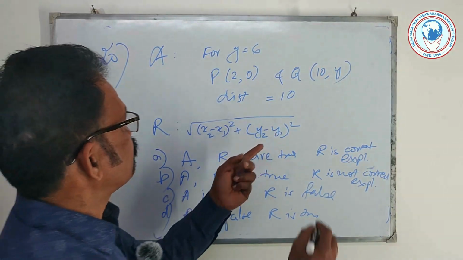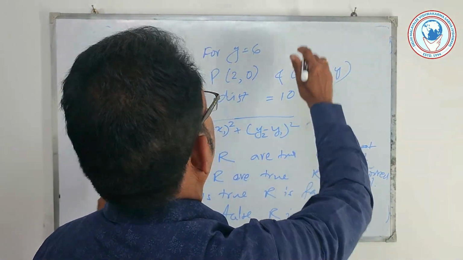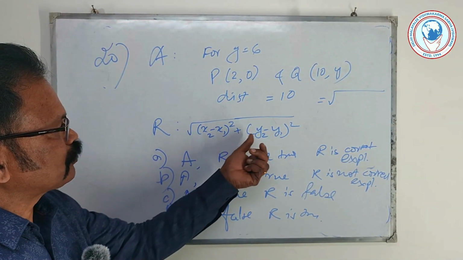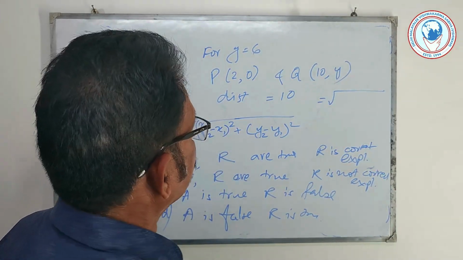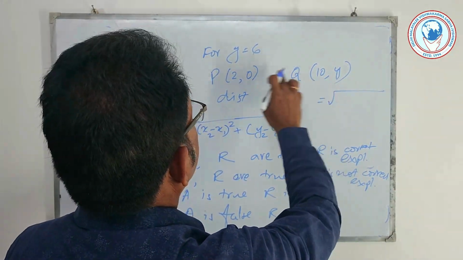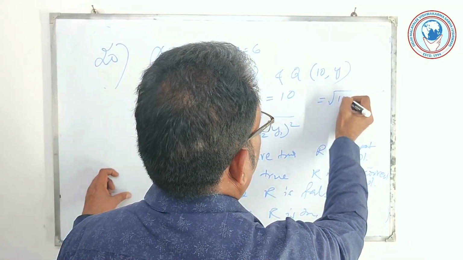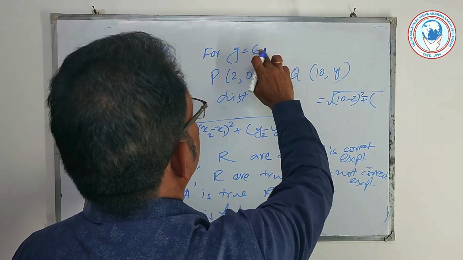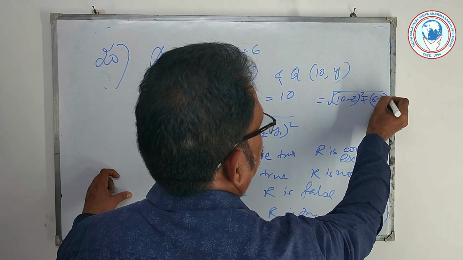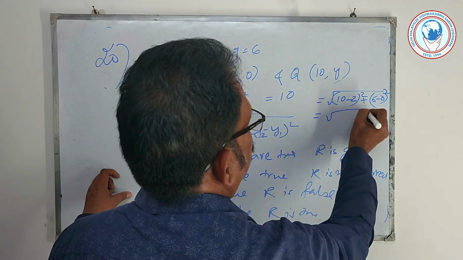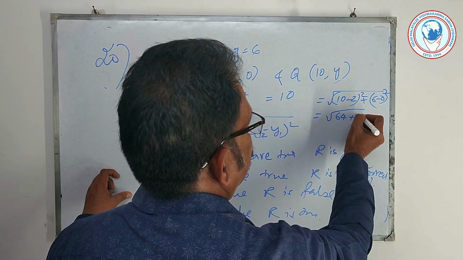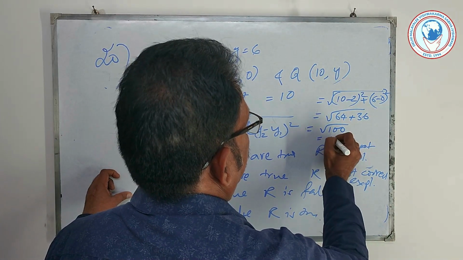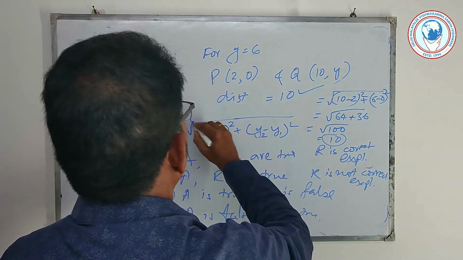First we see whether this formula is correct. We know that distance between 2 points is root of (x2 minus x1) the whole square plus (y2 minus y1) the whole square. This is correct, we know. So applying this, root of (10 minus 2) the whole square plus (y minus 0) the whole square. Here y is equal to 6, so 6 minus 0 the whole square. 10 minus 2 is 8, 8 square is 64, 6 square is 36. Root 100 is equal to 10. So this formula is also correct.